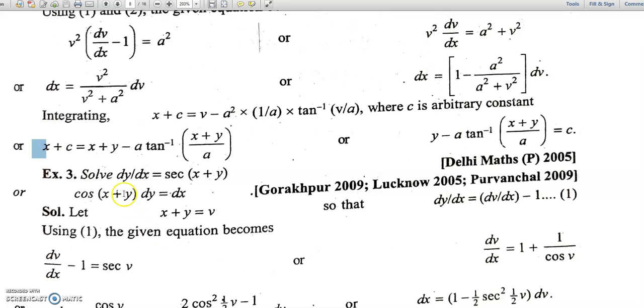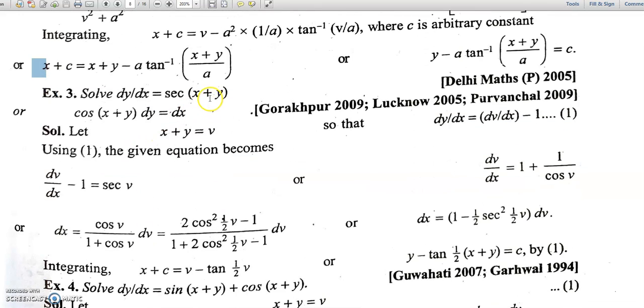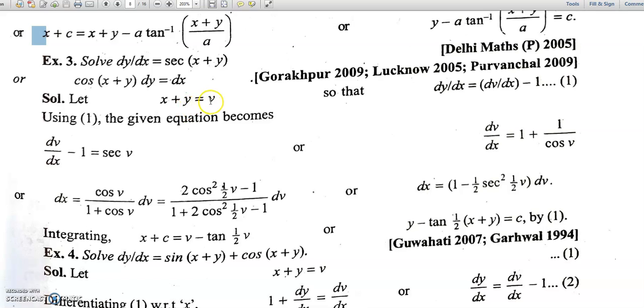Understood? Similarly, another problem, sec of (x plus y) is given. So you just put x plus y equal to v.